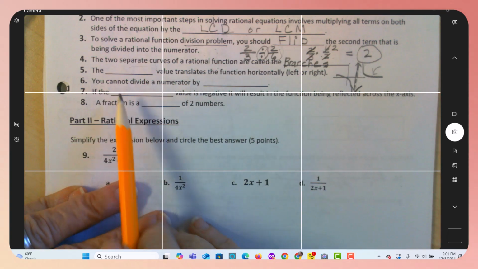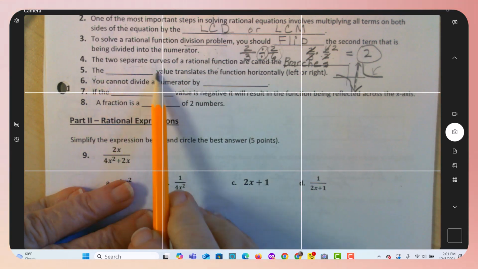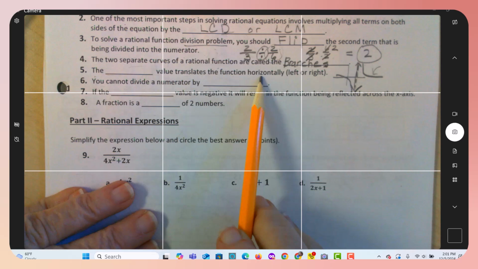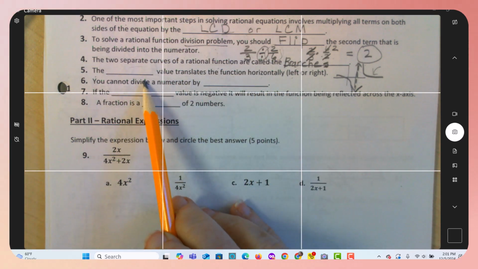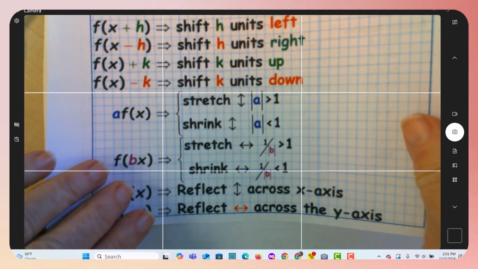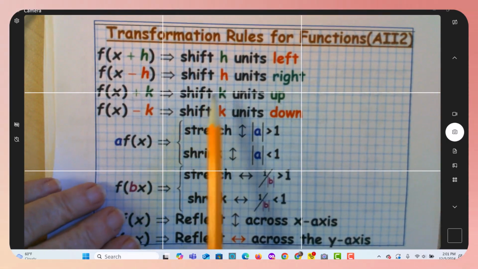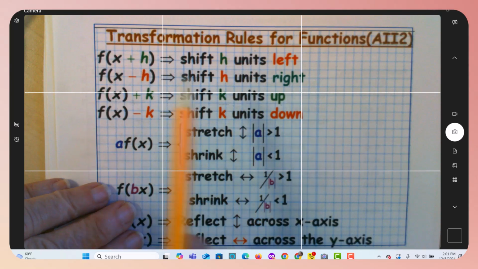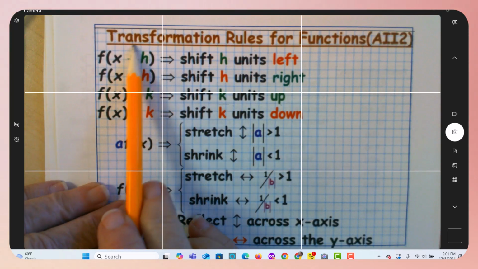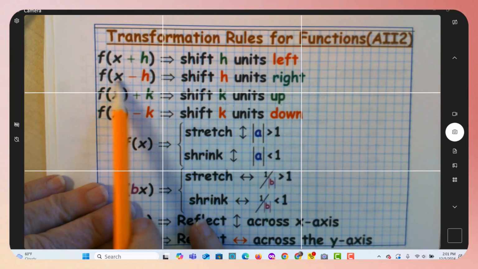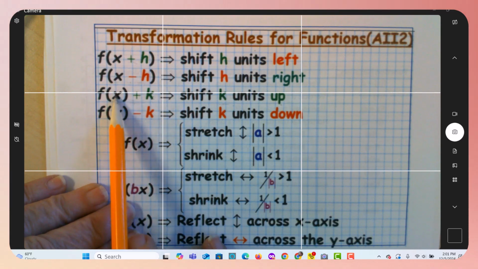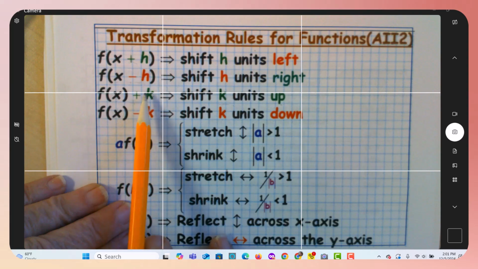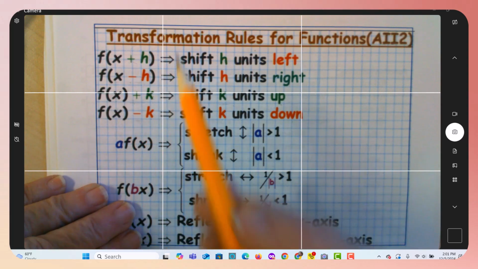All right, question number 5. The blank value translates the function horizontally left or right. Okay, so again, I'm going to look at my translation rules, and I gave you a copy of this. So we're looking at left and right. If we have a value that we're adding or subtracting to our x, the k is not inside the parentheses being added or subtracted to the x. It's all the way at the end of the function.